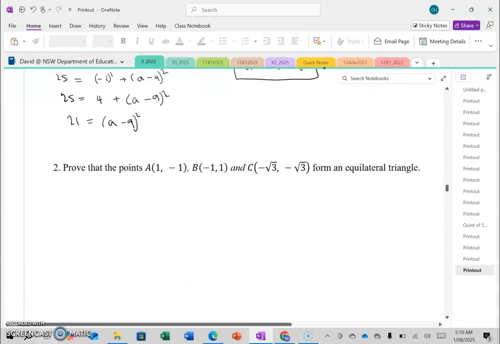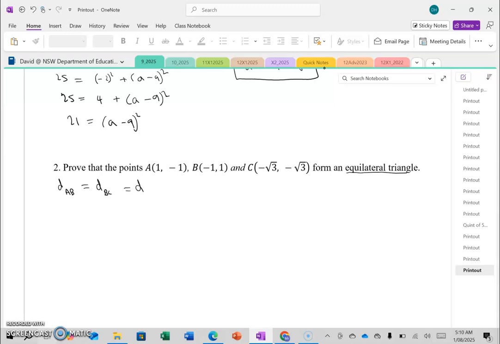This is a geometry-based question. You see some of these. Prove that the points A, B, and C form an equilateral triangle. The main thing is if they form an equilateral triangle, the lengths of the sides should all be the same. So basically, the distance from A to B should equal the distance from B to C, equal to the distance, and we're picking another pair, A to C. Okay, that's 3 sides equal. So that's what I need to show, I should probably say. So I need to show.